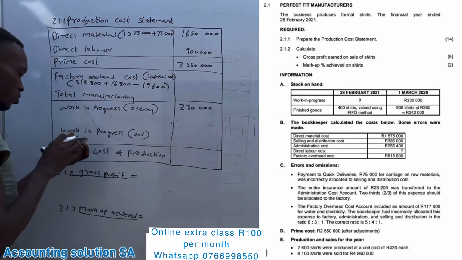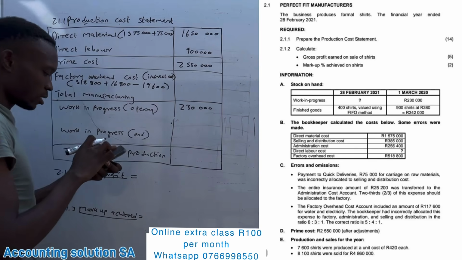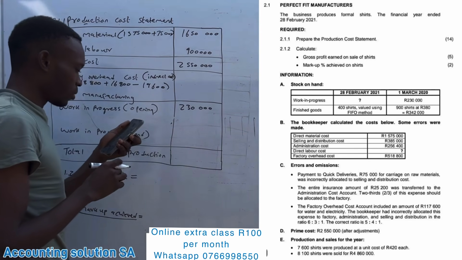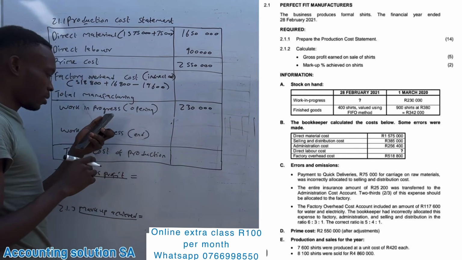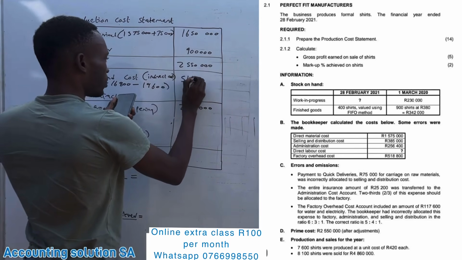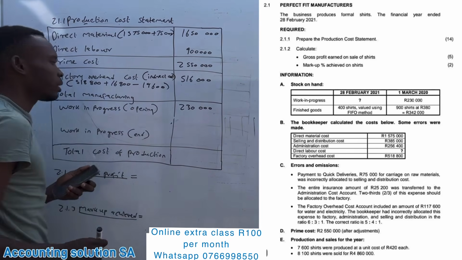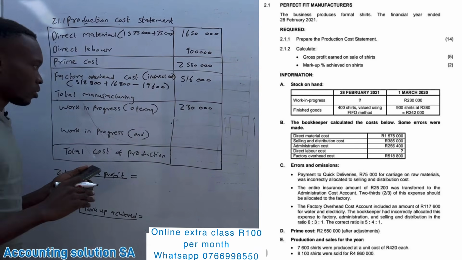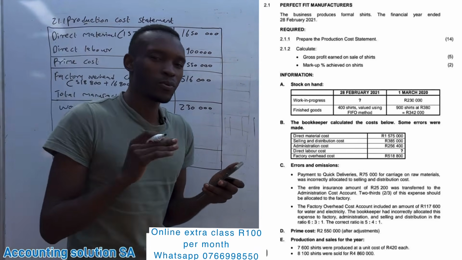Okay, now we can close because we don't have any other transaction. Then you're going to get an amount of 516,000, just like that.